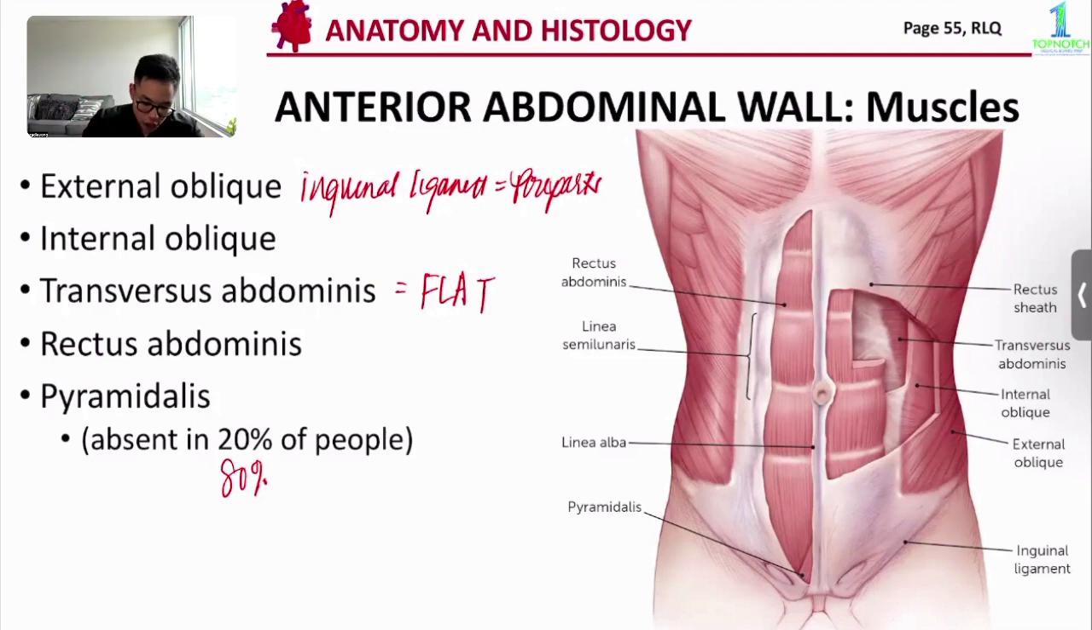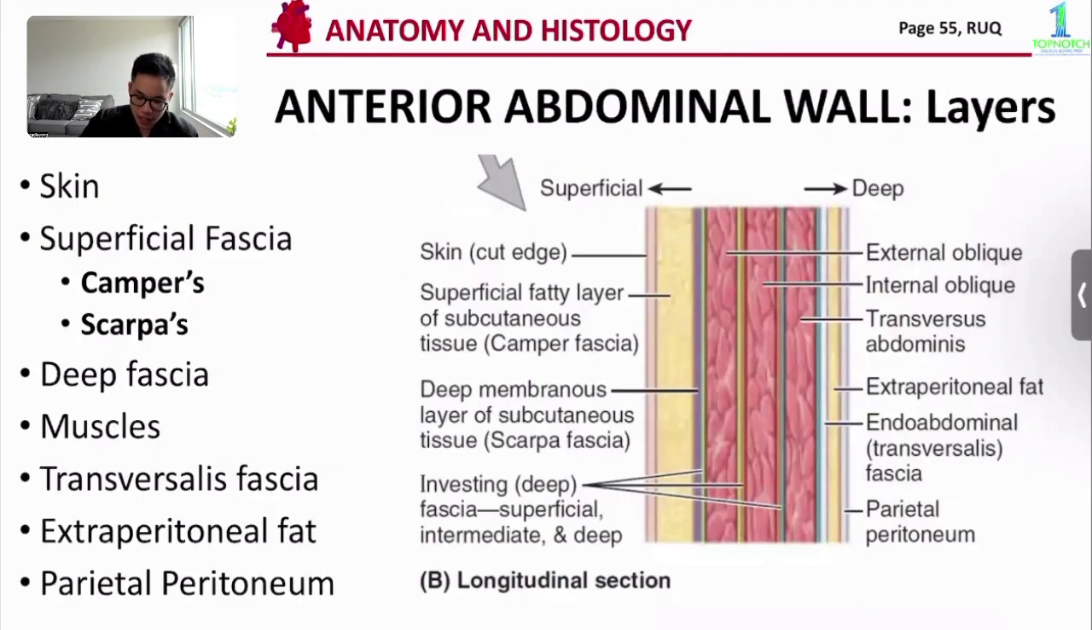I'd like to point out here that your internal oblique as well as your transversus abdominis form your conjoint tendon, also known as your Henle's ligament. This is important because, as you know from your general surgery rotation, they use the conjoint tendon as a landmark in doing hernia repair. If there is weakening there, then it would definitely lead to herniation. Okay, next off, we have the anterior abdominal wall layers.